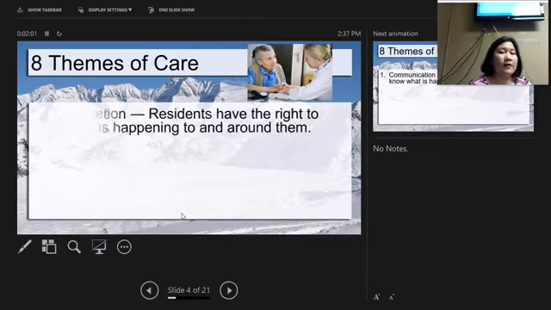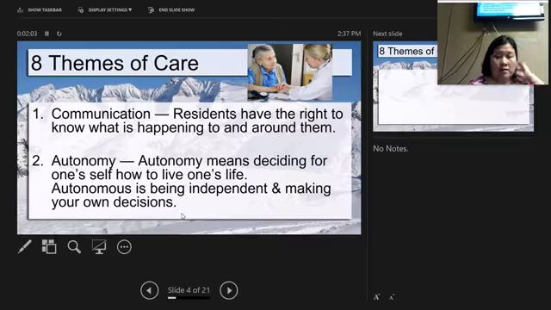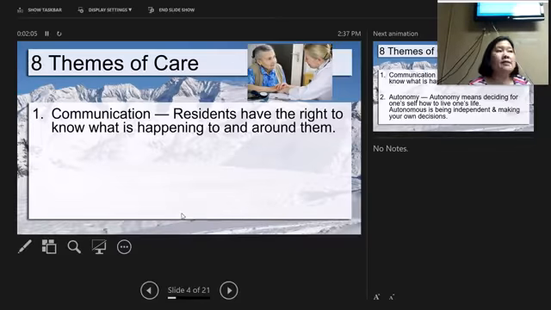Okay? The themes of care, the first theme is going to be communication. So the residents have the right to know what is happening to them and what is happening around them. When you're giving your care, the first thing you're doing is you're introducing yourself. We already talked a lot about communication, but you're also going to explain what you're doing as best as you can to the patient. In the videos, you're going to see me telling a lot of stuff about why I'm doing this task or how I'm doing it or what I'm doing. You don't have to go that in depth with the patient, but at least let the patients know what you're going to do to them next.